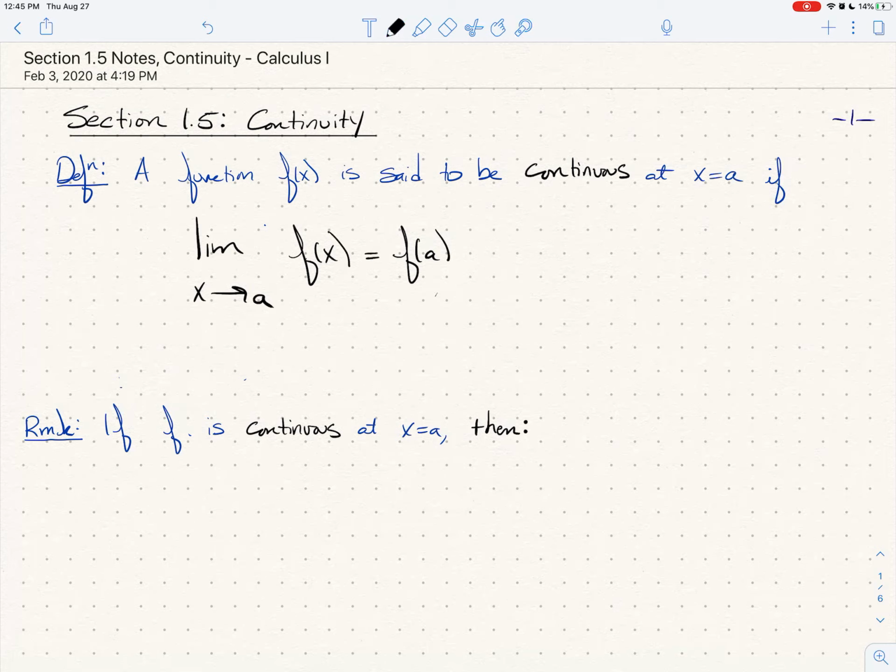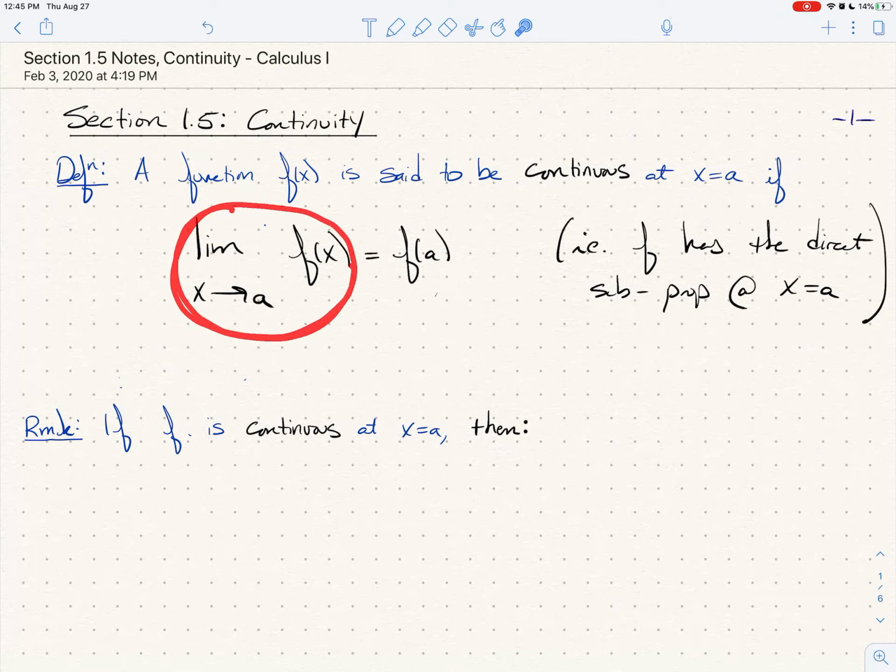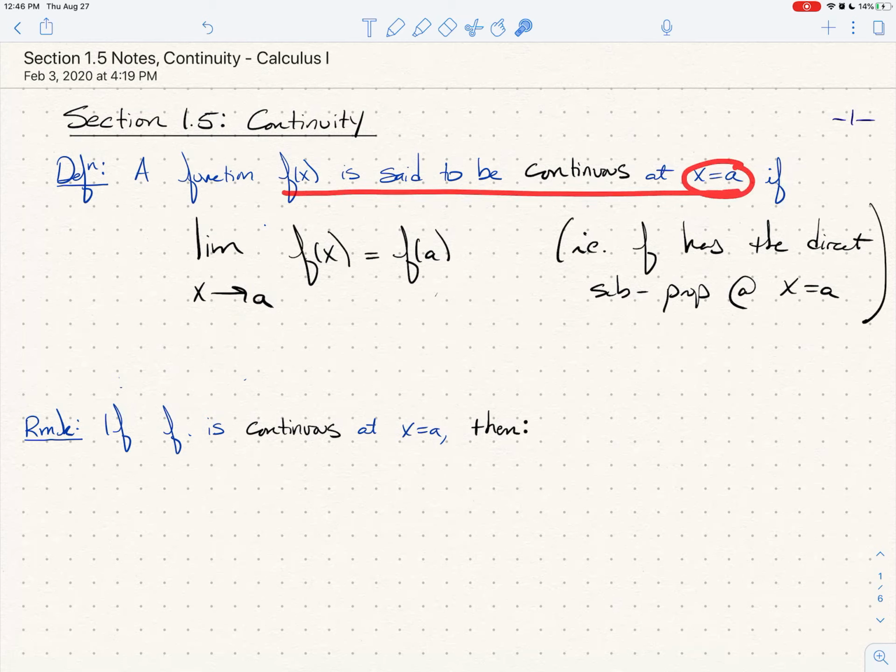So what it's really saying, if you want to, we can say i.e. f has the direct substitution property at x equals a. So what it means is this limit, the y value that f of x is getting closer and closer to as x gets closer and closer to a, that y value is f of a itself. It need not be in general, but when these two y values agree, then we say that the function f is continuous at the specific x value.